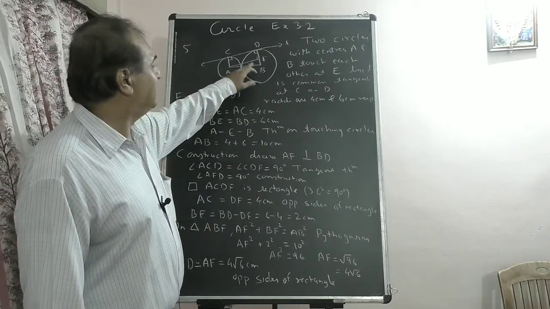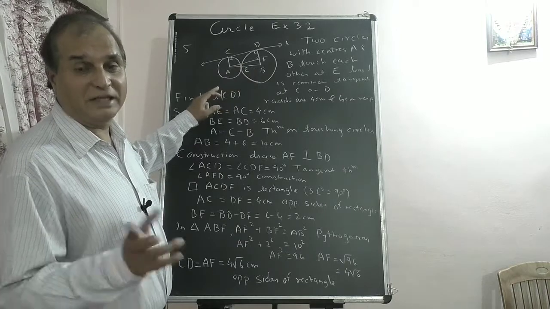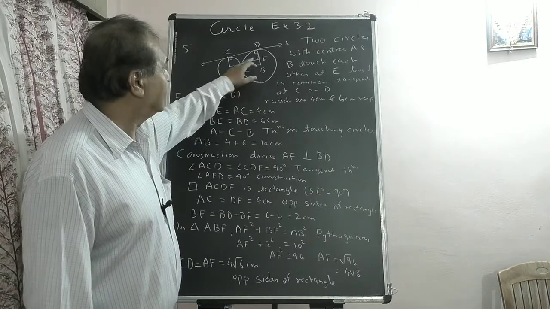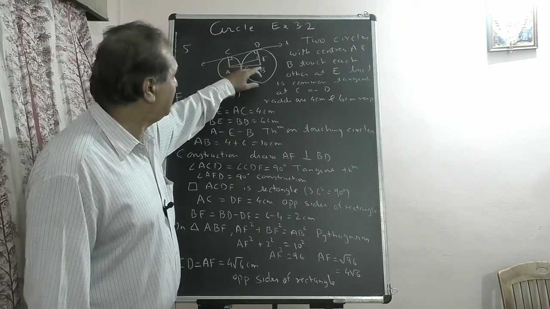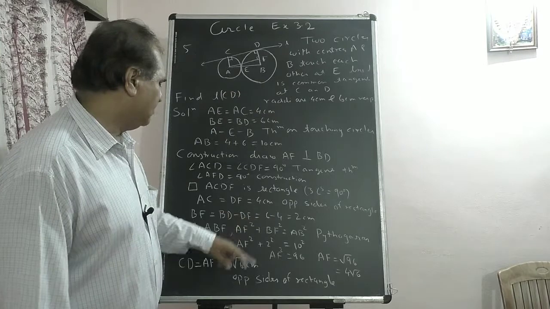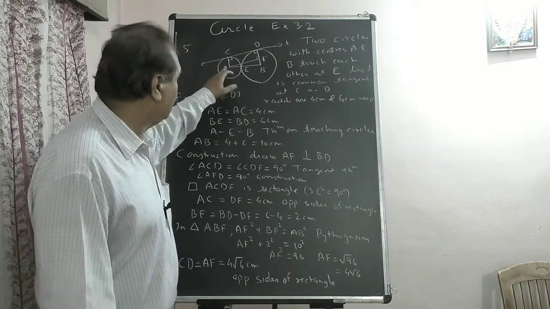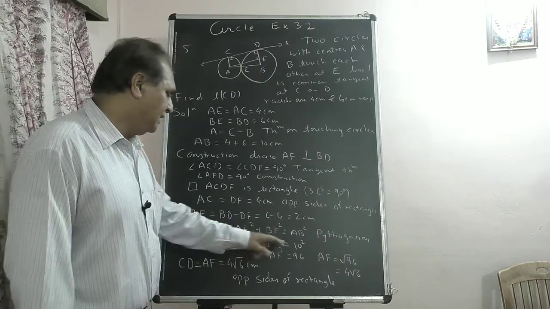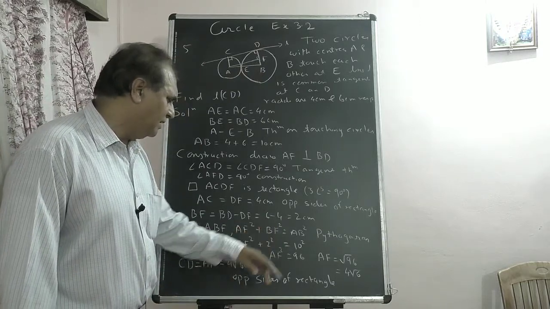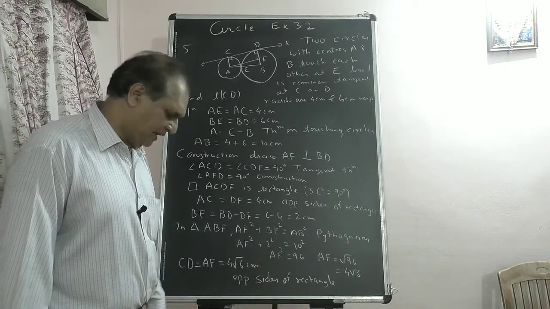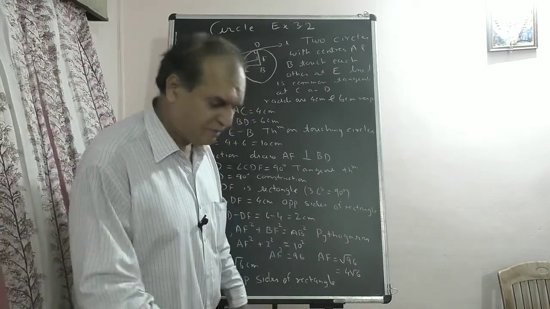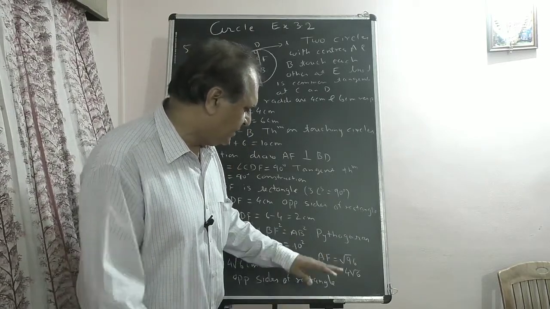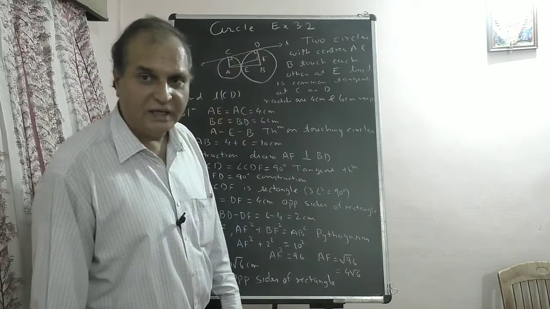Now ABF is a right angle triangle, so we are using Pythagoras. AB is the hypotenuse because angle AFB is 90 degrees. AF square plus BF square is AB square. Pythagoras theorem. So we have to find AF. AF square plus 2 square equals 10 square. 10 square is 100, 2 square is 4, 100 minus 4 is 96. AF square is 96, AF equals root 96. You can break it up as 16 into 6. Okay. 16 you can take out as 4. 4 root 6. AF we got.